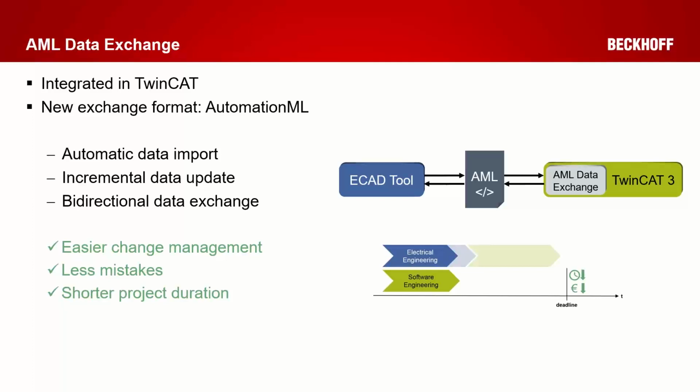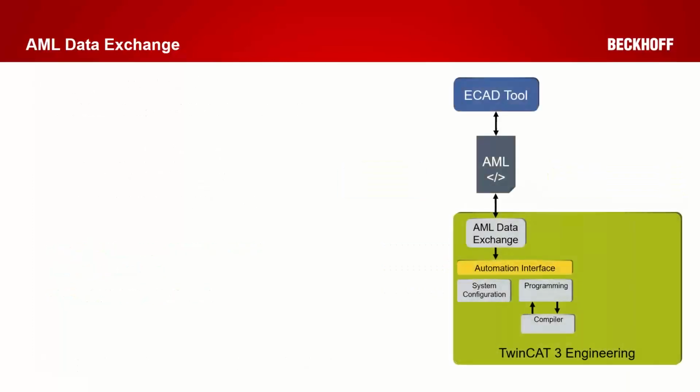If we have a closer look at the TwinCAT side, you will see that the AML data exchange is fully integrated into the TwinCAT 3 engineering, and it's internally using the automation interface to generate the I/O topology. It is available for free, and it is integrated in build 4024. So if you install build 4024.12, for example, the software is automatically installed and you can use it without further costs.